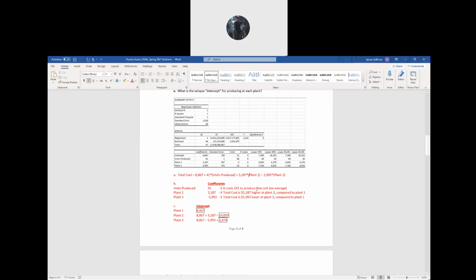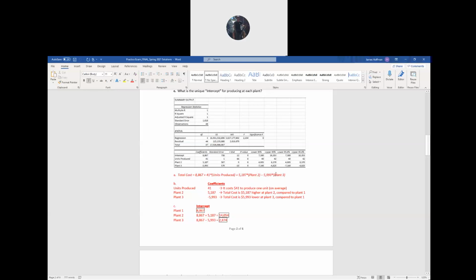plant 2. And remember, this is binary, so if we're producing at plant 2, you're going to put a 1 there. And if we're not, it's just going to be a 0. So this variable, plant 2, is either 1 or 0. That's it. So if it's at plant 2, you add this cost. If it's not, you don't. Okay? And then minus, only because it's a minus coefficient, the coefficient for plant 3, which is minus 5,993, times plant 3.